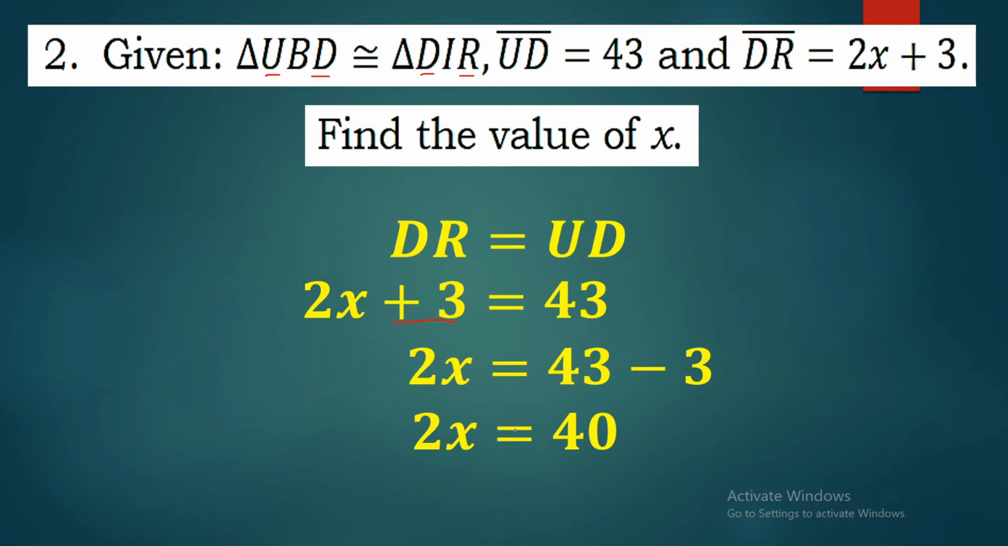Since we now have 2x is equal to 40, to solve for x, we divide both sides of the equation by 2. So 2x divided by 2, that's x, and 40 divided by 2, that is 20. Therefore, the value of x on the given problem is 20. So that if we substitute 20 to the measurement of segment DR, we have 2 times 20, that's 40, plus 3 is 43. So it's the same with the measurement of segment UD.